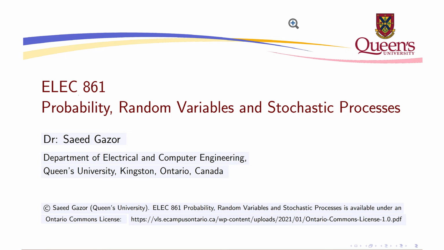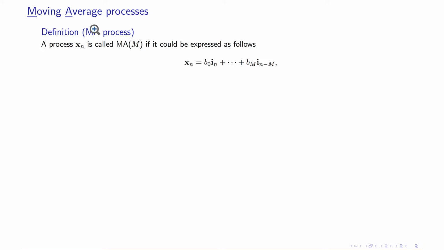In this video, we talk about moving average processes. A moving average process is one where you have an input random process and the output can be calculated as a moving average of the input. So you don't need to have any feedback. It is produced by an FIR filter, a finite impulse response filter.